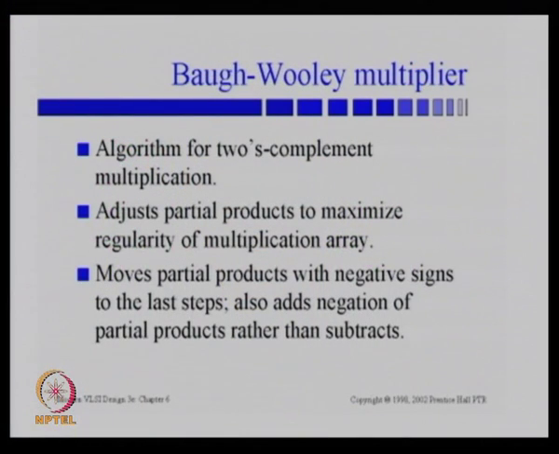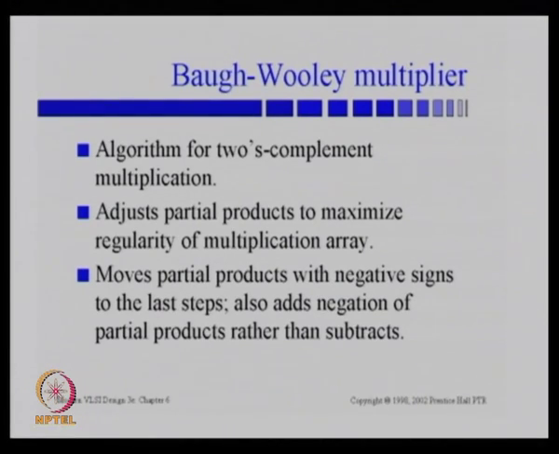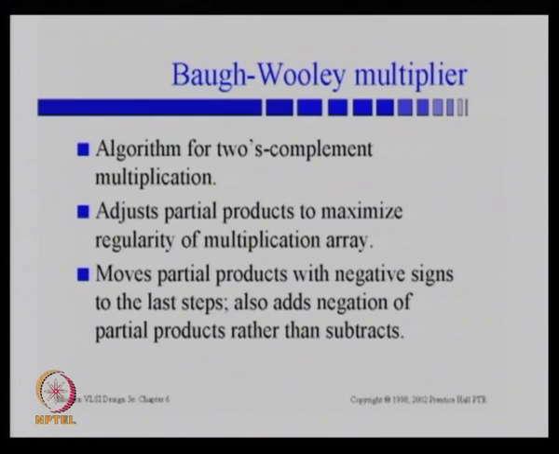The first and foremost multiplier uses this algorithm which is shown here, which is a simple algorithm credited to the Baugh and Wooley multiplier, which is an algorithm for 2's complement multiplication. It adjusts partial products to maximize regularity of the multiplication array, moves partial products with negative signs to the last steps, and also adds the negation of partial products rather than subtracting. Please remember, no negative numbers, no subtractors that we would probably want to use. So, we can do it by actually creating the negative adds, as we call them, instead of using a subtractor circuit.